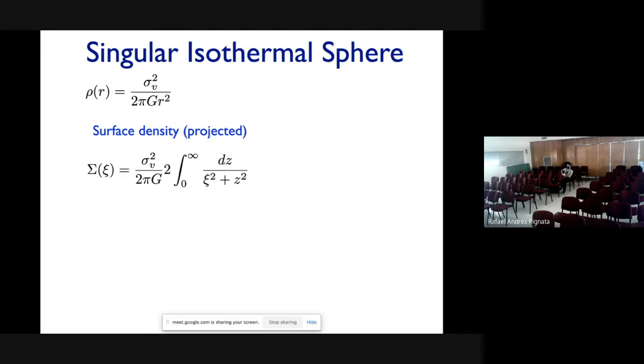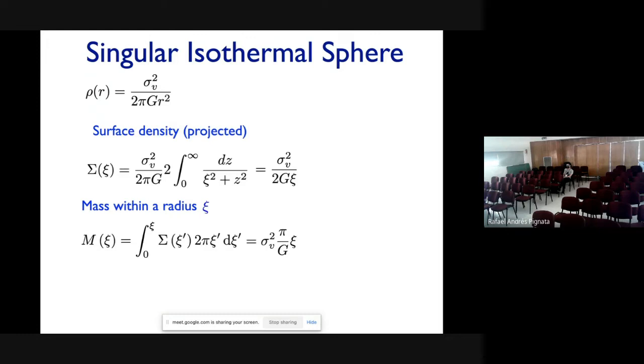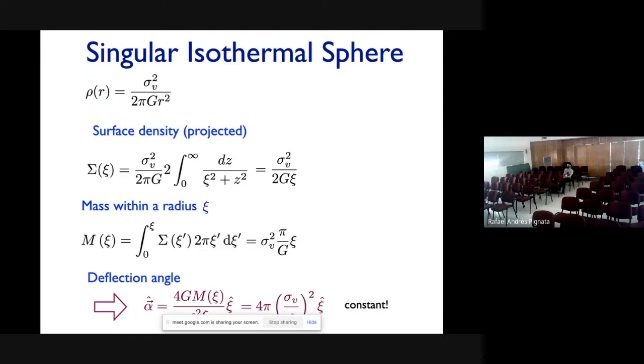So if we compute the projected density of this component, it's easy to show that it will be proportional to 1 over psi. And when you plug this into the mass and then into the deflection angle, the mass is proportional to psi, but the deflection angle is mass over psi. So at the end, that gives you a constant deflection angle. Constant, but at any point it points against the center of the galaxy, in the radial direction, outwards. And if you want to simulate this effect in a medium, just get a transparent cone, and it will give you the same effect.